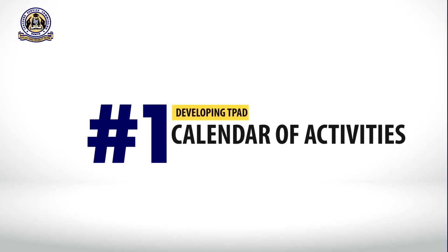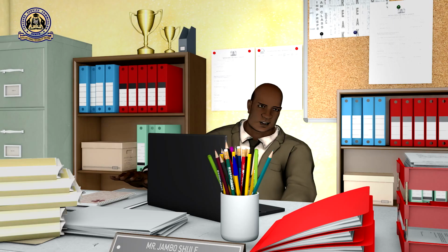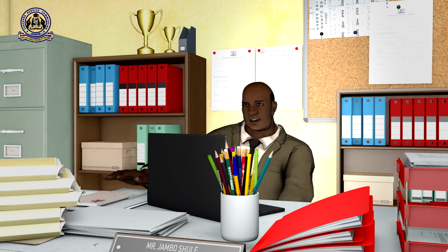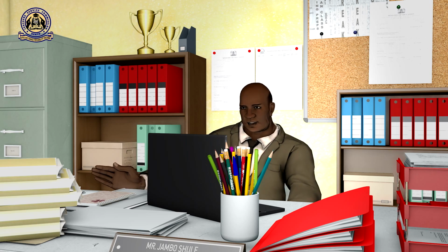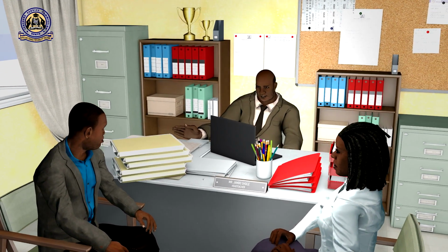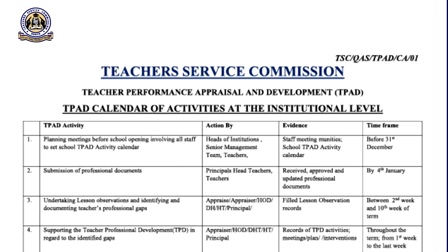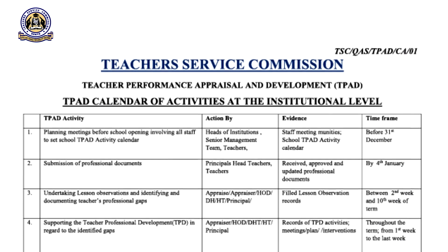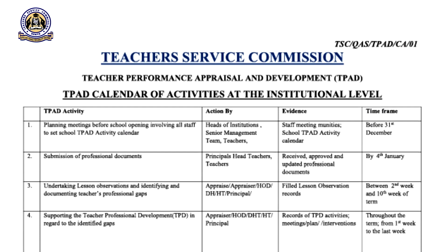Step 1. Developing the TPAD calendar of activities. Before the beginning of the term, your head of institution will call for a meeting with all the senior management staff, who include the deputy head of institution, senior teachers and heads of departments, to adopt or customize the TPAD calendar of activities based on the calendar provided by the TSC.